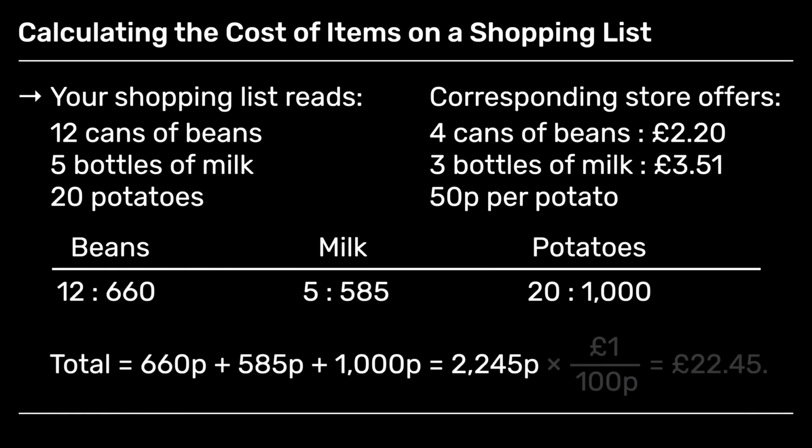So 660 plus 585 plus 1,000 adds up to 2,245 pence. There's 100 pence to a pound, so dividing the 2,245 by 100, we get that that's equivalent to £22.45.